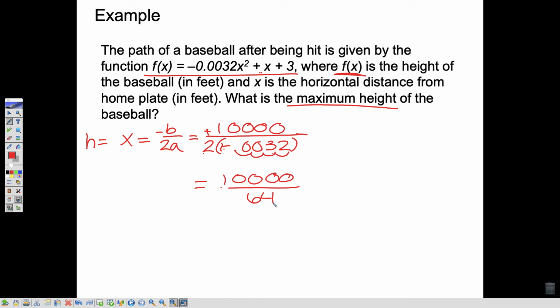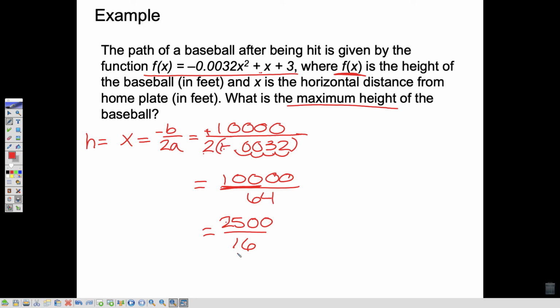Now I probably could reduce this. Hopefully all of you could reduce this. 4 goes into 64, correct? 4 goes into 64 sixteen times. 4 goes into 100, how many times? 25, with 2 zeros. Can I reduce that again? Couldn't you just divide by 2? Yeah, but 4 was bigger than 2.